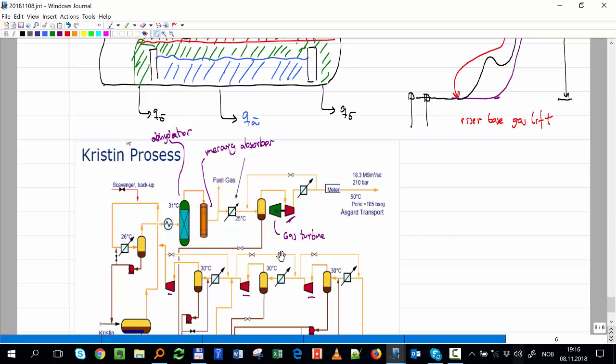So is that fuel gas that goes there? The fuel gas, the one that feeds the turbine. Yeah, the fuel gas, I'm not sure, I don't have it here. Yeah, this goes exactly here. This goes. Okay, that goes here.